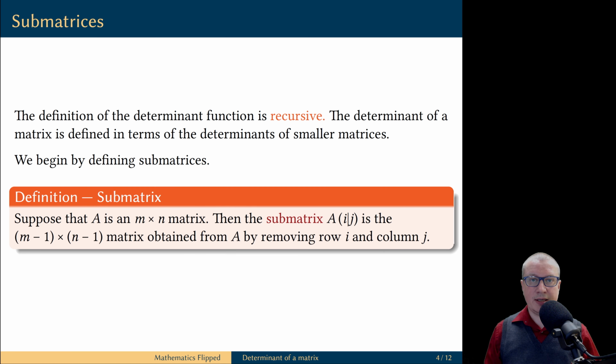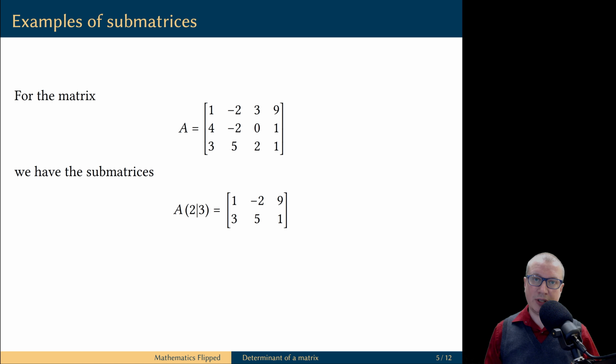Suppose that A is a matrix of size m by n. Then its submatrix Aij is a matrix of size m-1 by n-1, which is obtained by removing row i and column j from the matrix A. Let's look at an example.